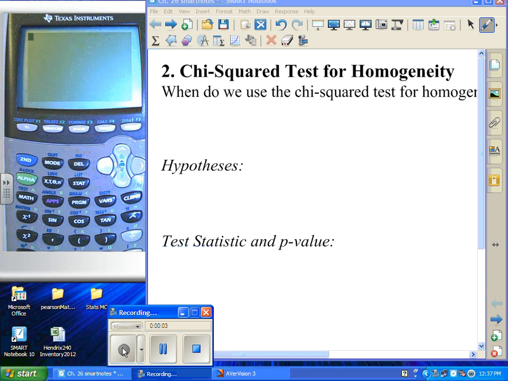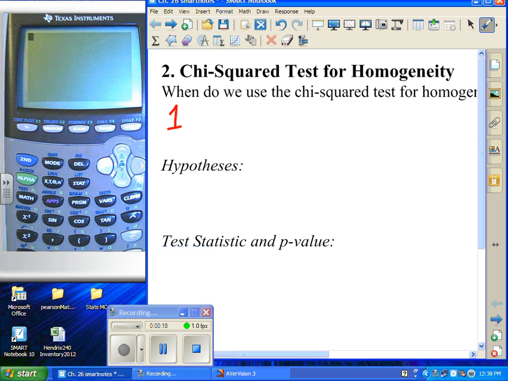Homogeneity is like the word homogeneous. What's that? It's the same. Good. So what we're doing when we do the chi-square test is we're testing more than one group to see if they're the same. Okay? So it says, when do we use this test?